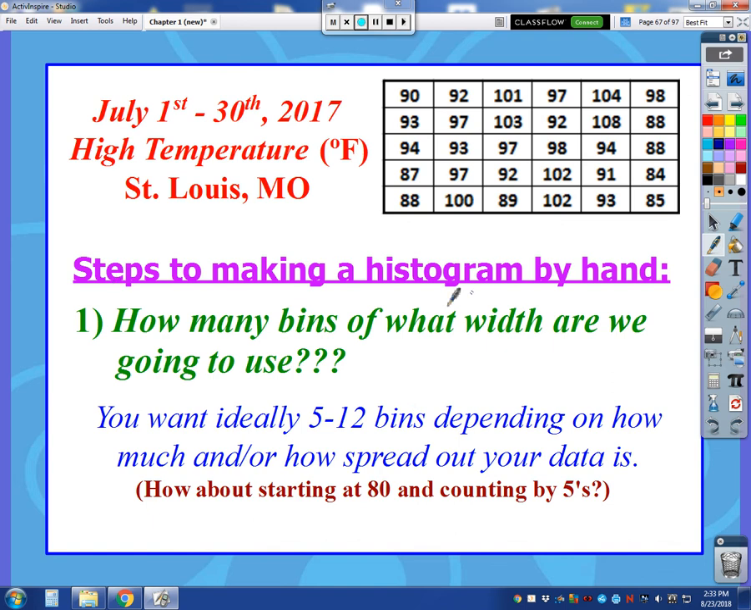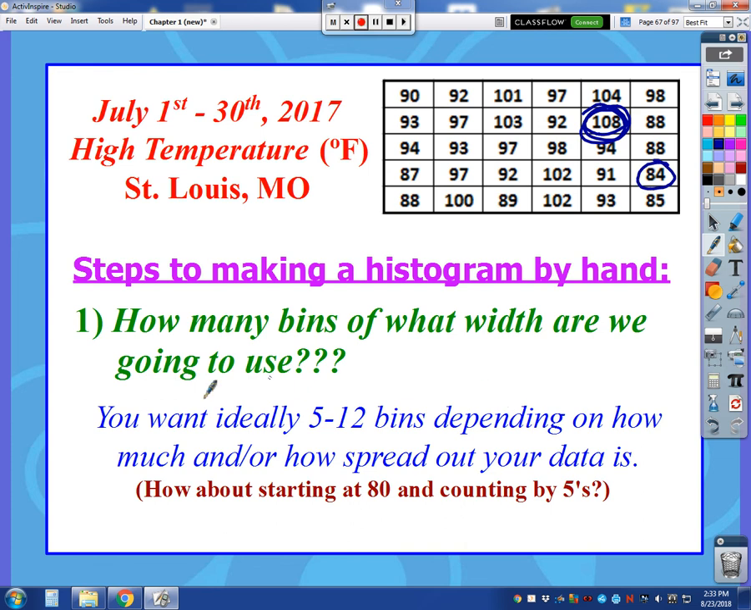So first, to make a histogram, you need to figure out how many of those bins you need and what width you need them to be. If I'm looking at my data here, I might need to consider the range of values that I have. I'm automatically noticing I've got a maximum of 108 and a minimum, what is my minimum? I'm not seeing anything in the 70s, 80s, 84, I believe, is my minimum number here.